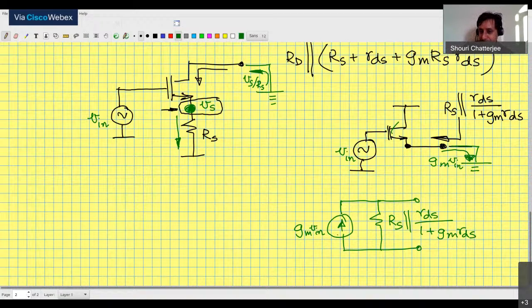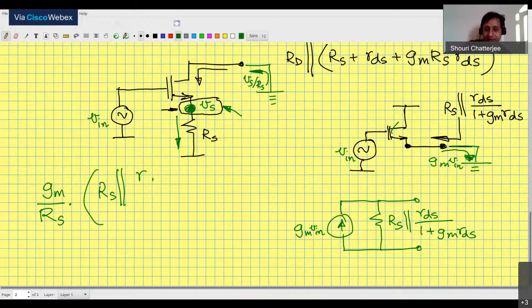Now, if this is the Norton equivalent model, then what is the voltage? I can now find the voltage. The voltage is this current times this resistance. That gives me the value of Vs over here. Okay. And therefore, the short circuit current over here is going to be Gm by Rs times Rs in parallel with Rds by 1 plus Gm Rds.